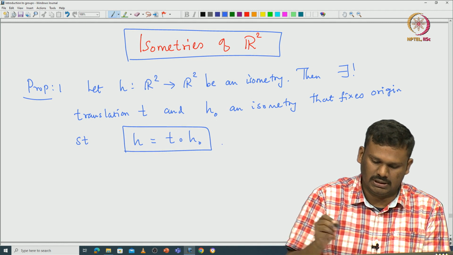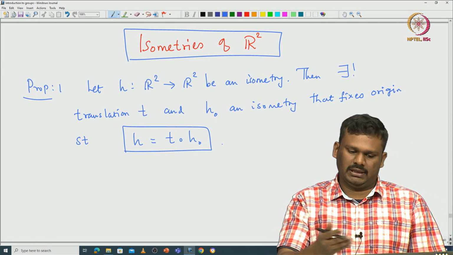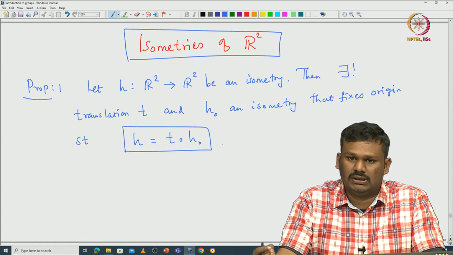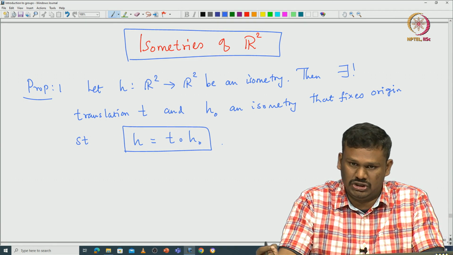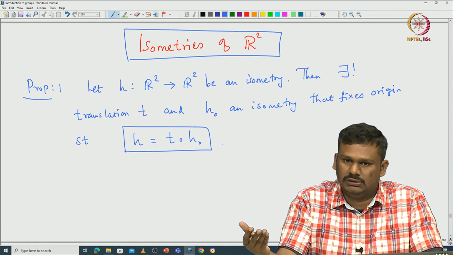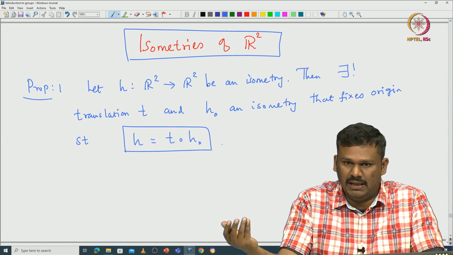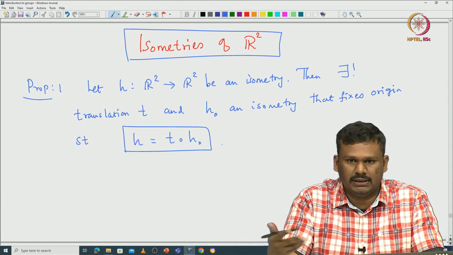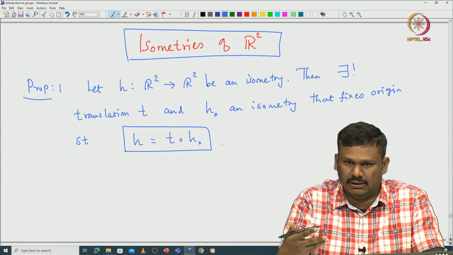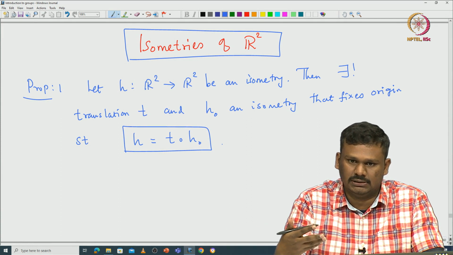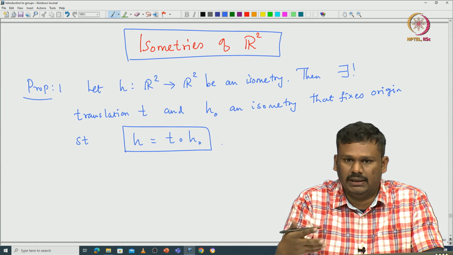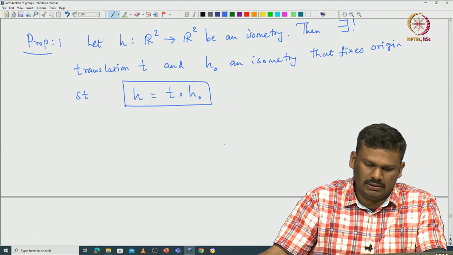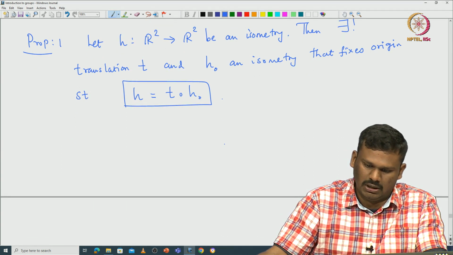This result is clear geometrically. What you do is first look at where the origin is mapped under the map H. It can be mapped to somewhere; call that point P. Then translate that point back to the origin. Once you compose with the inverse of the translation, that will map origin to origin. So let us do it algebraically, to see how it is done.